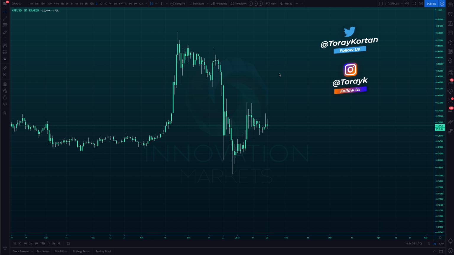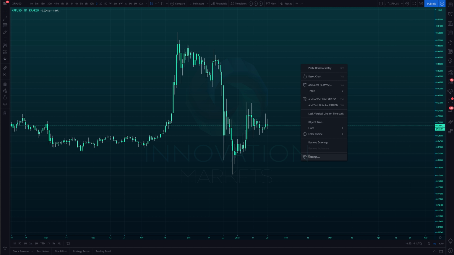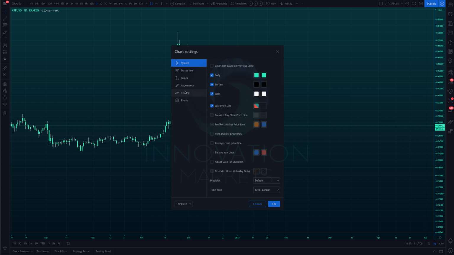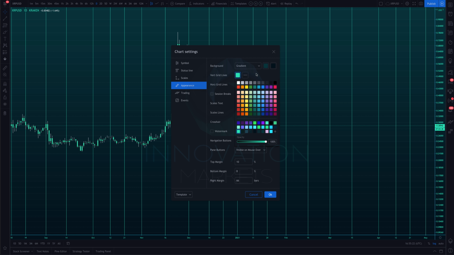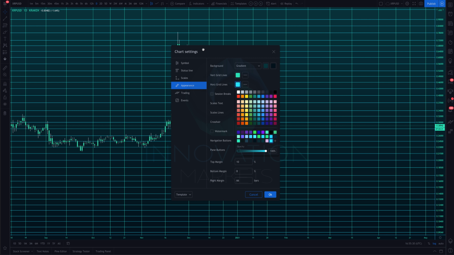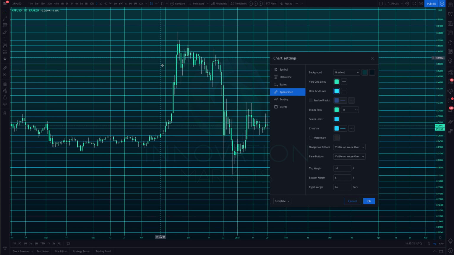Now grids or grid lines, however you want to refer to them, are the grid lines you see in the background, which is something you can easily adjust on your TradingView platform by simply right clicking, going to settings, going to appearance, and then you can see vertical grid lines and horizontal grid lines. So if we were to change the color of this, you could see the vertical grids would then be changed, and you can see over here, if we were to do the same, just to show you the difference very quickly, the grid lines are what lies at the back behind the candlesticks.